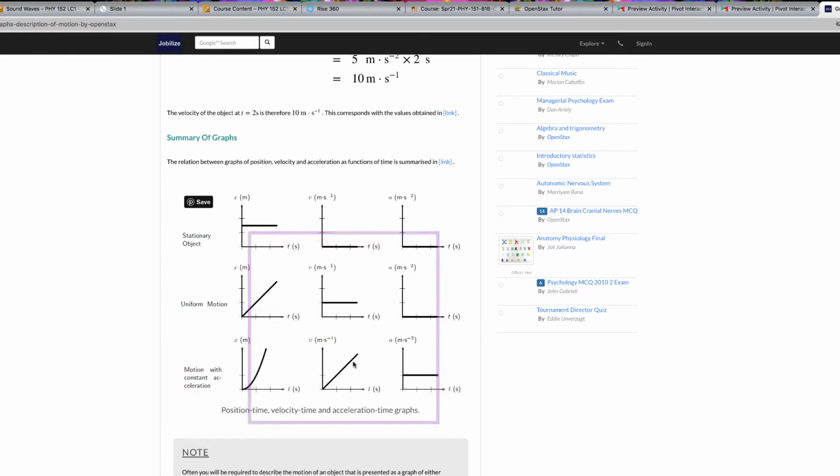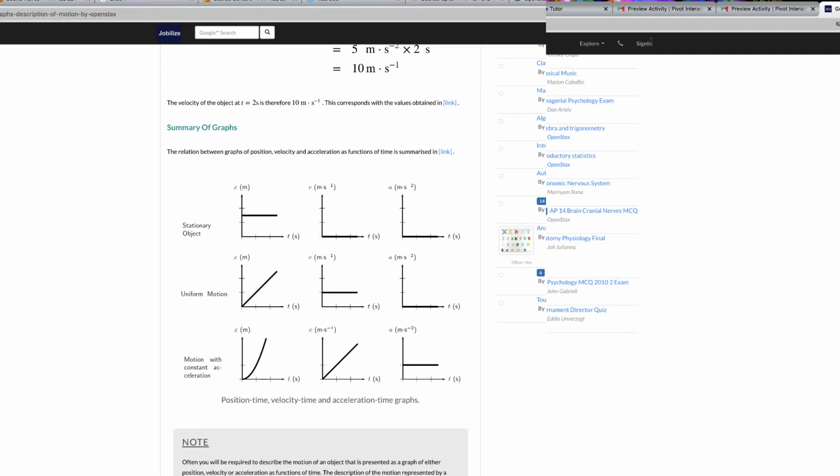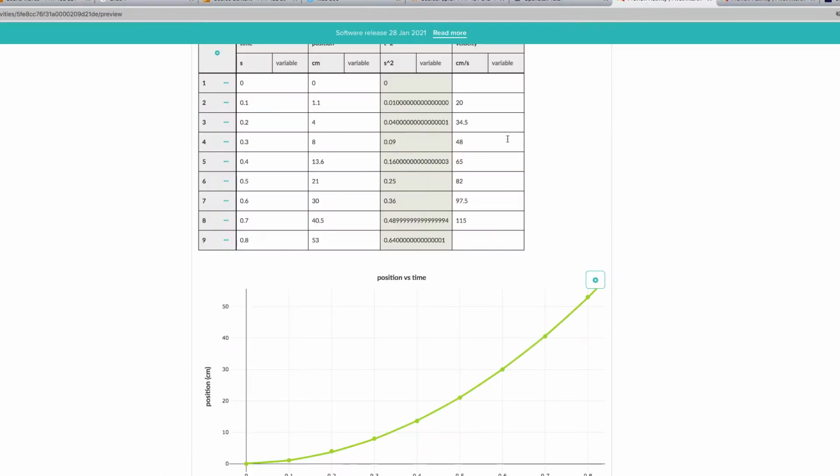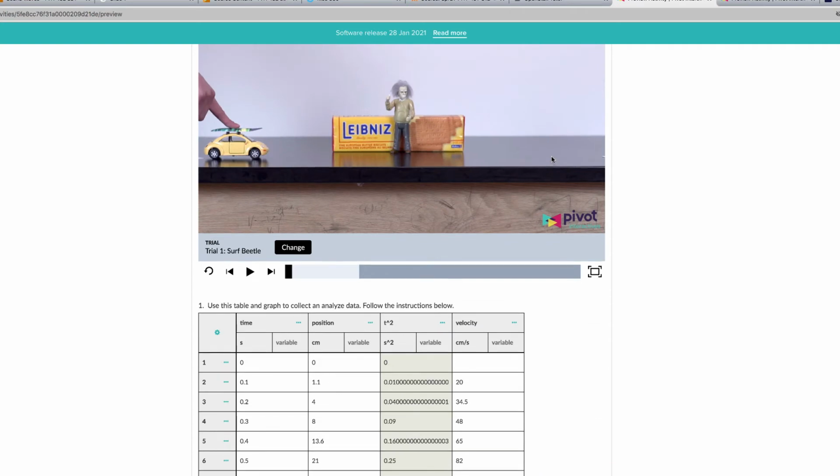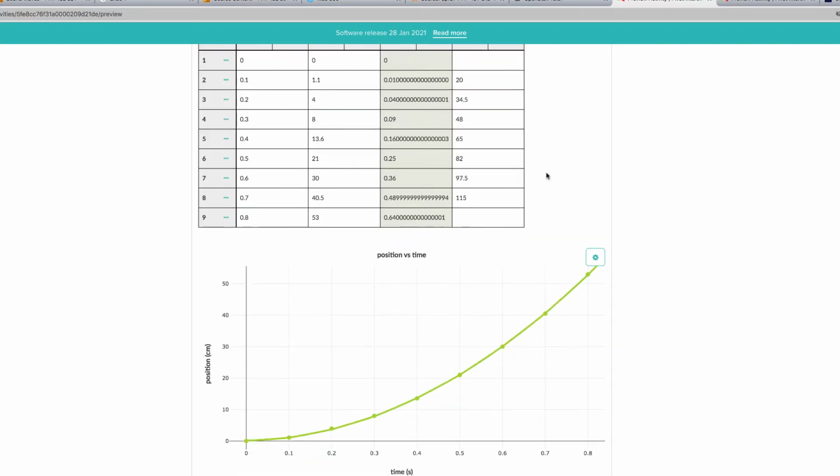So in the activities that you did in Pivot this week, you had to determine that in a couple different ways. So the first thing you had to do was you had to look at this little toy car, and you had to decide if the spring in it was exerting a constant force. If a constant force is being exerted, then it will exhibit a constant acceleration. So you could do that two different ways.